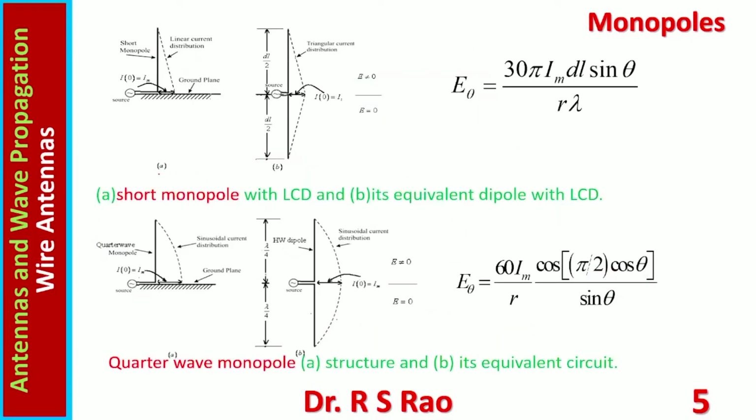We consider another structure, that is a short monopole with linear current distribution. It is shown here. Ground plane is there, a vertical monopole is there over it, and current is increasing in a linear manner from top to bottom. Using image theory principles, one can replace the ground plane with the mirror image of the short monopole. When this replacement has been done, we get a structure that is shown in B. Structures in A and B are equivalent.